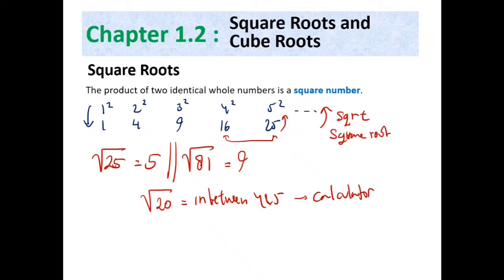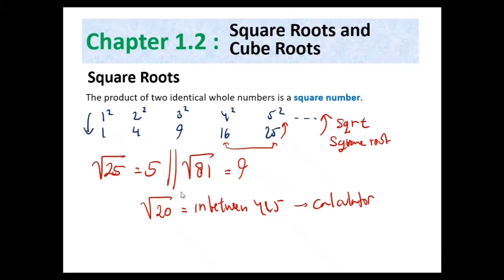So if I use my calculator, wait, my daughter took it. Give me a while. Oh, I have the other calculator. Give me a while. Wait there, guys. Thank you.